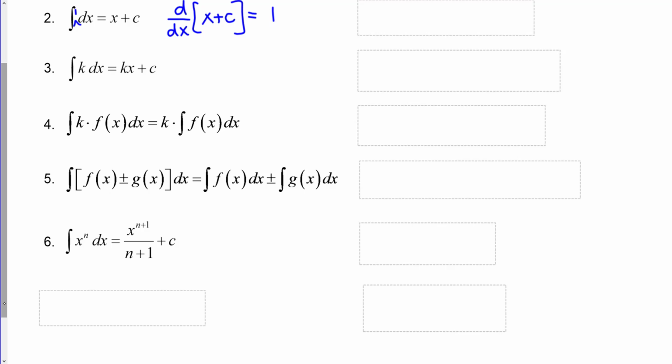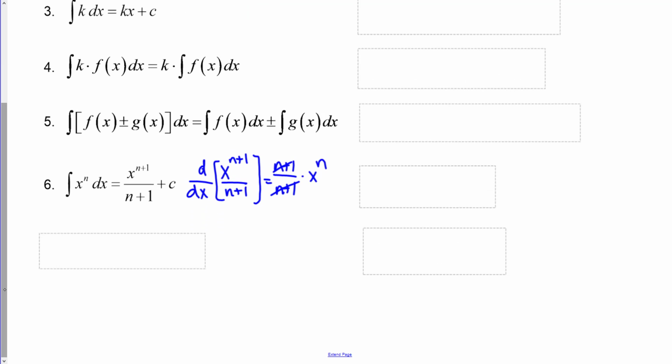And again, we can show it pretty easily. If we took the derivative of x to the n plus 1 over n plus 1, then the derivative of this would say to bring your exponent down, so bring the n plus 1 down, and subtract 1 from it. So n plus 1 minus 1 would just be n. So these would cancel, and you'd just be left with x to the nth power. So this works out through, again, the inverse of a derivative.